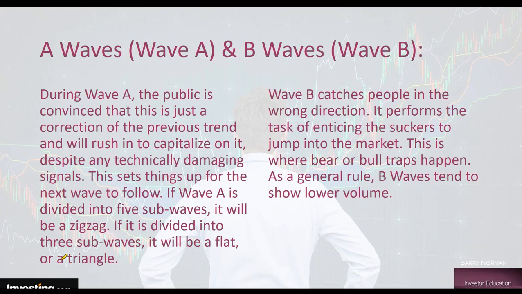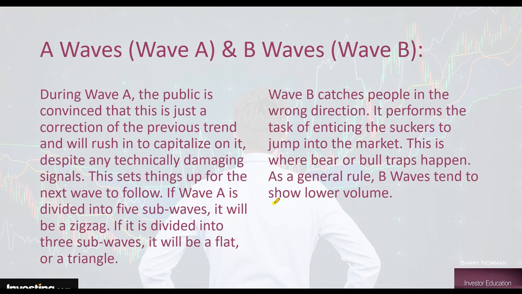Wave B catches people in the wrong direction. What happens when we have wave B, okay, people are just starting to say to themselves, oh, it looks like the uptrend is over, we're going into a downtrend, and they're starting to sell into the market, and then wave B occurs and it catches them all in the wrong direction. It performs the task of enticing the suckers to jump into the market. This is where bear and bull traps happen. As a general rule, B waves tend to show lower volume. So this is what you would be looking for in B.